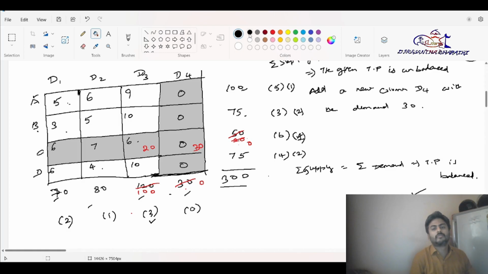Now again you are going to find the difference between the minimum among each row and column. Here the minimum cost is 3, the next minimum is 5, so 3 minus 5 is again 2. Here 4 and 5, the difference is again 1. Here 9 and 10 is 1, and here you also have to check. This is the first iteration, and this is the second iteration. Since there is no space here, I am writing here.